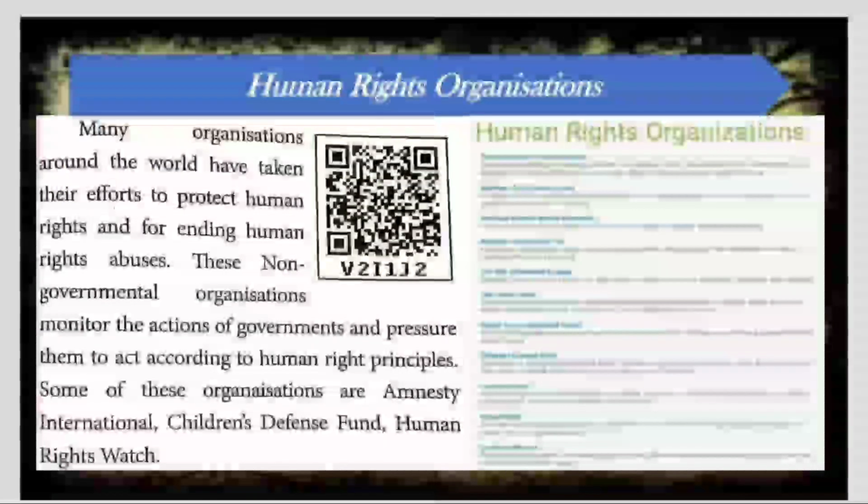Human rights organizations. Many organizations around the world have taken their efforts to protect human rights and for ending human rights abuse. Abuse means misuse. These non-governmental organizations monitor the actions of governments and pressure them to act according to human rights principles. Some of these organizations are Amnesty International, Children's Defense Fund, Human Rights Watch.